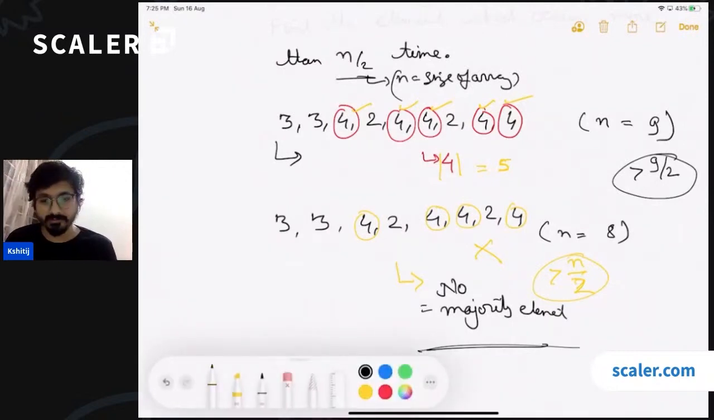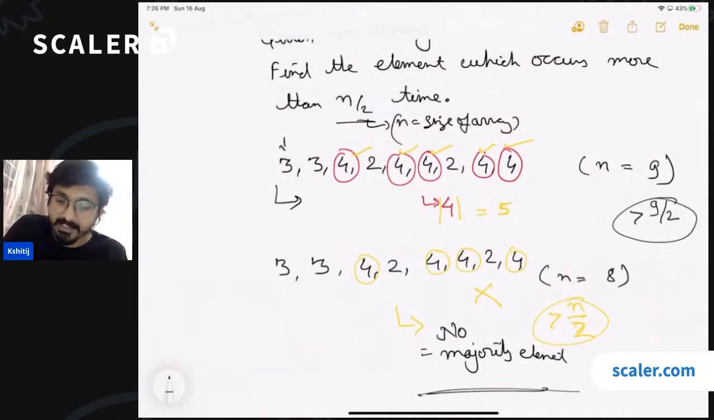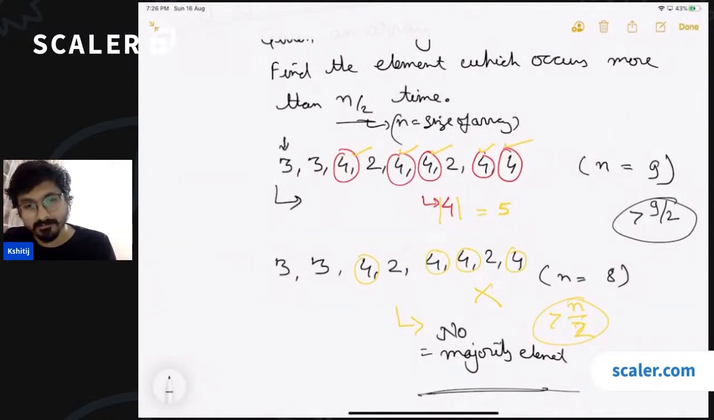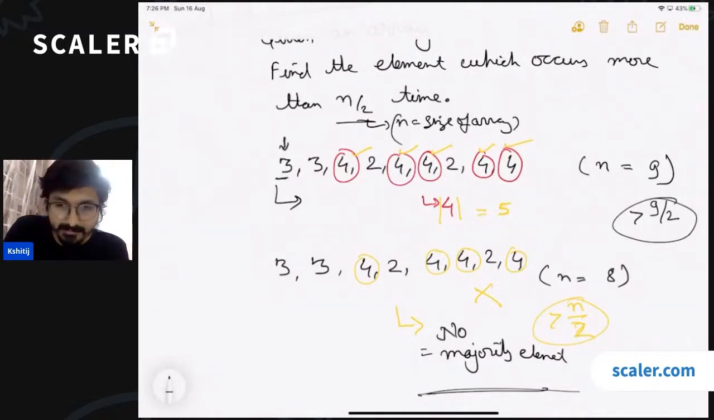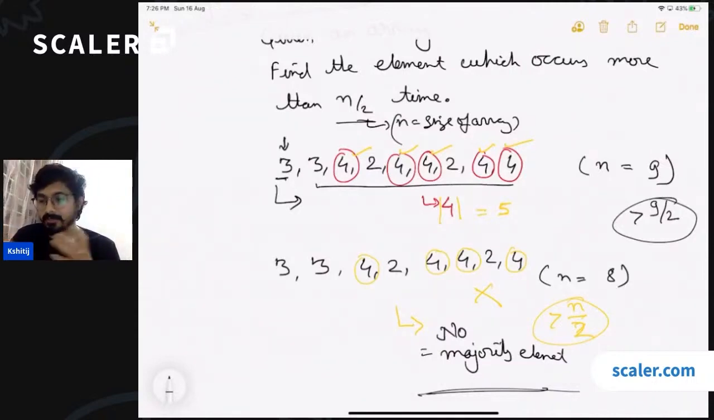Brute force solution is going to be simply you run two loops for each and every element. You just check whether that element is a majority element or not. Select this element. In the remaining array, count the number of occurrences. If the total number of occurrences is greater than n by 2, return it. Otherwise, go to the next element. Check for this element in the remaining array. If it is occurring more than n by 2 times, return.